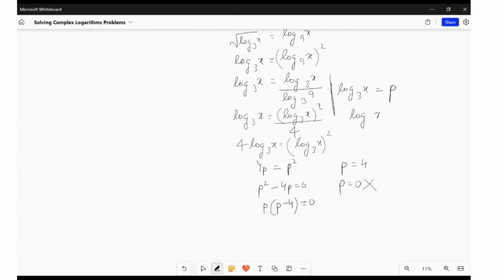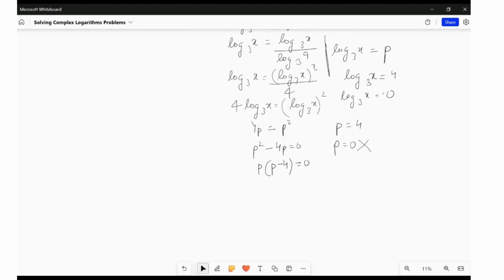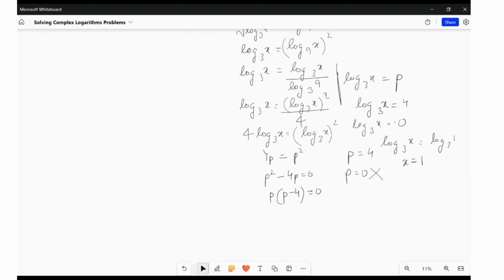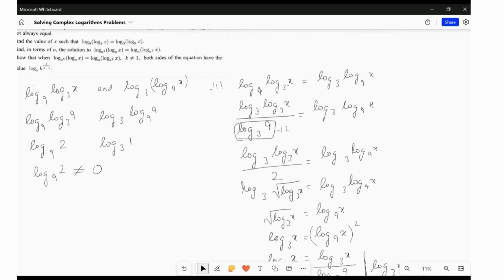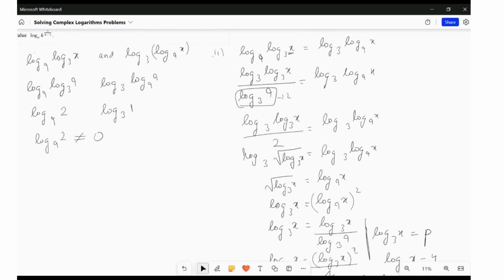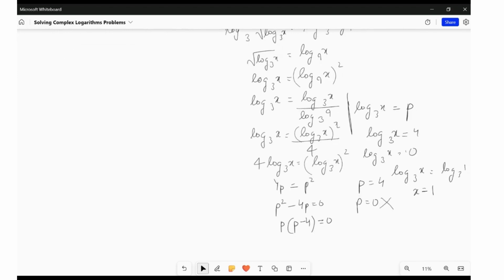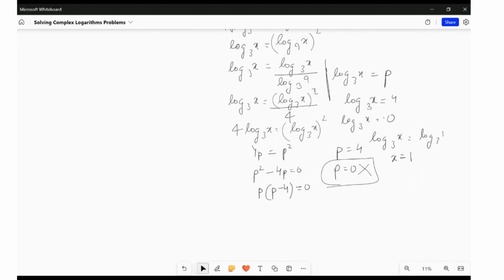Now log x base 3 is equal to 4, or log x base 3 is equal to 0. Let's see what happens if we put this as 0. So log x base 3 is equal to log 1 base 3, so x comes out to be 1. But here again a problem arose. If we put x as 1 here, it becomes 0. Now log 0 base 9 is just undefined. So again we have to discard this value.